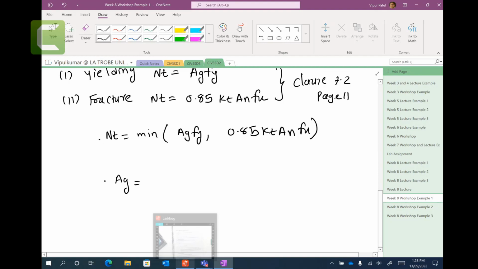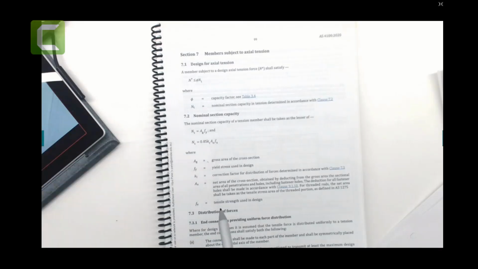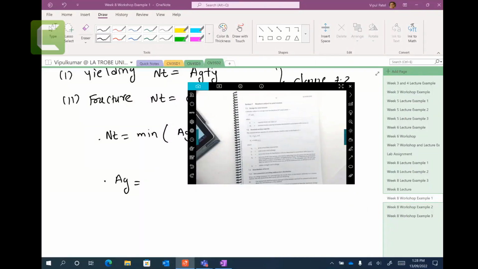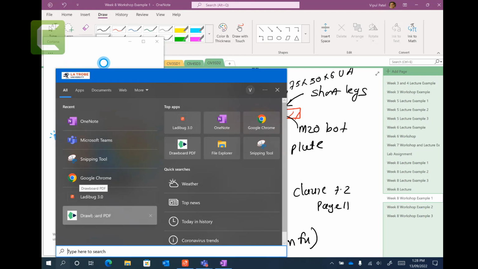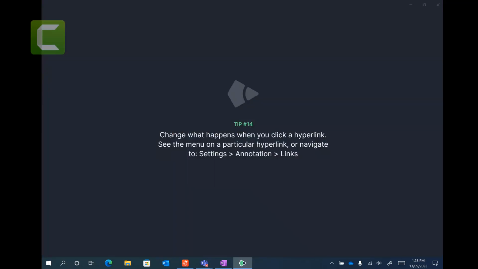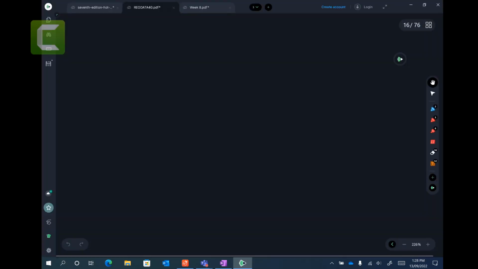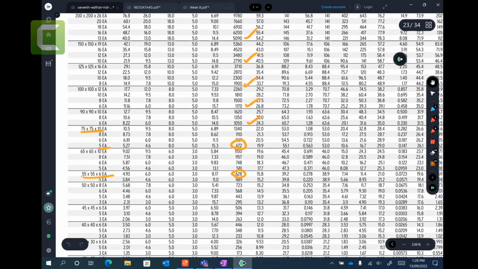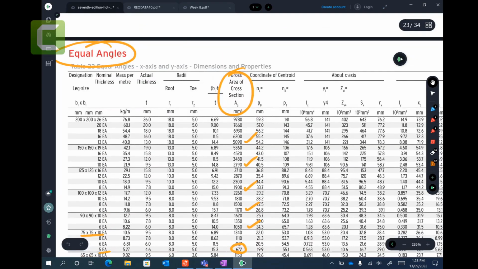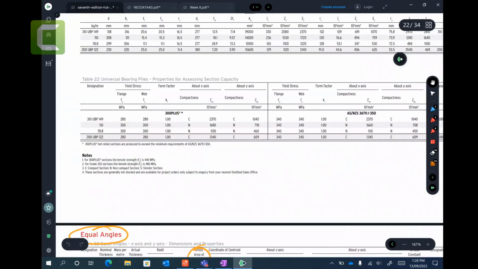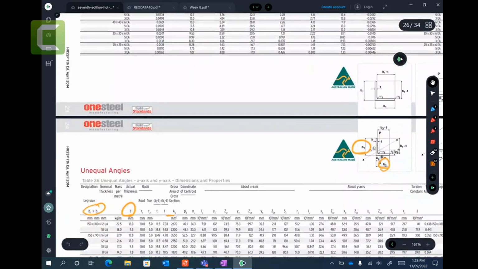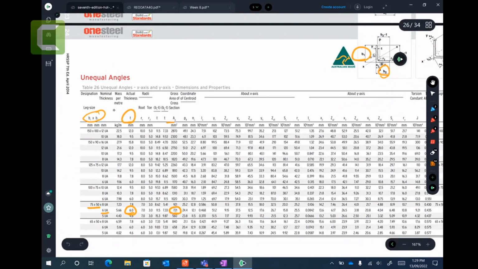Gross area is written here: AG, the gross area of the cross section. Now for the gross area, what section are we working on? 75, 50, 6 unequal angle. Let me get the tables. Sorry. Here you go. If I open this one, it will be blurred on the screen. Let's go back to the unequal angles, which are on page number 24.